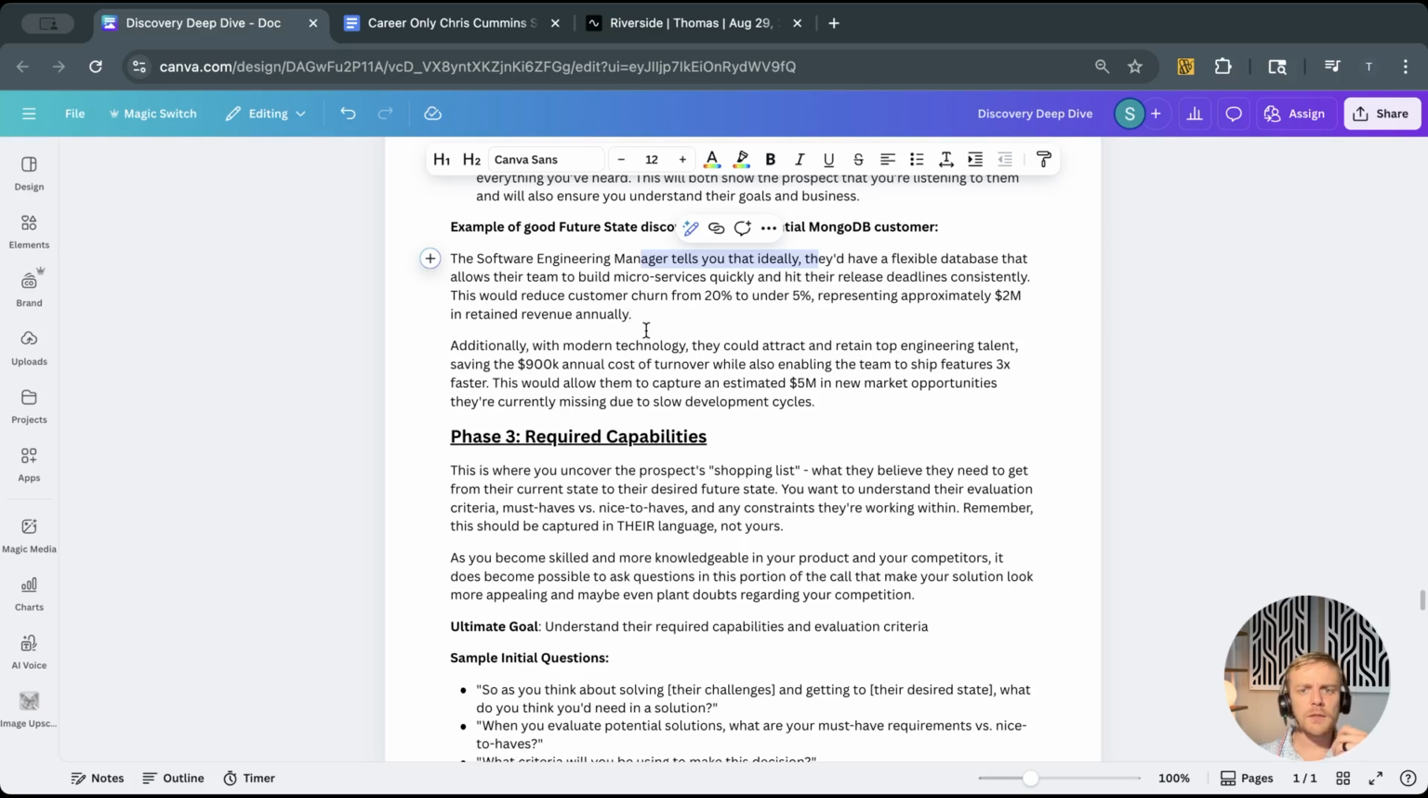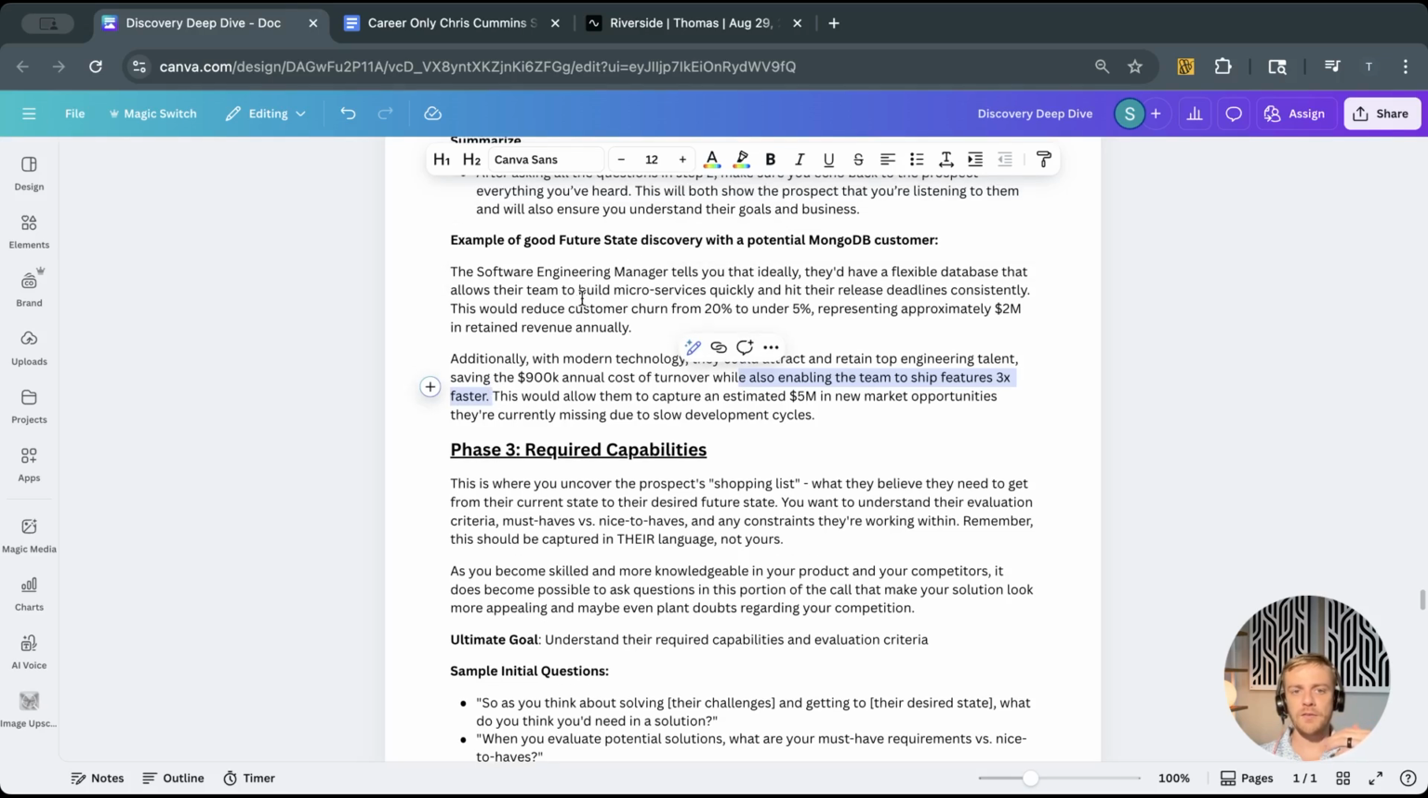And this would enable them to ship features out much faster and also hit those deadlines, which, on top of all these good things, would let them focus on hitting new markets, which has an estimated $5 million in new market opportunities. So it's all the good stuff that happens once their problems get solved.